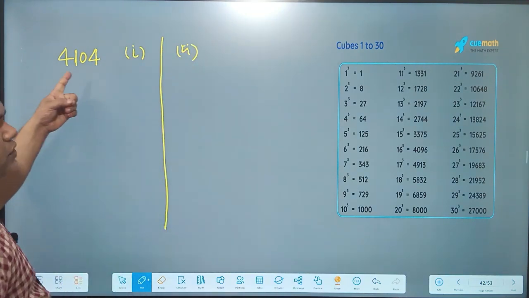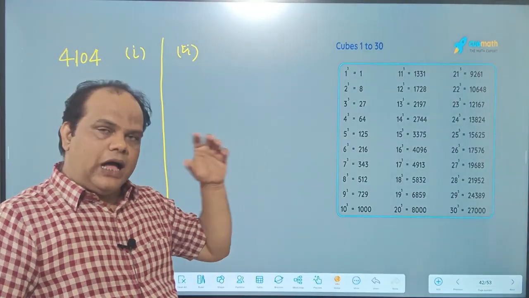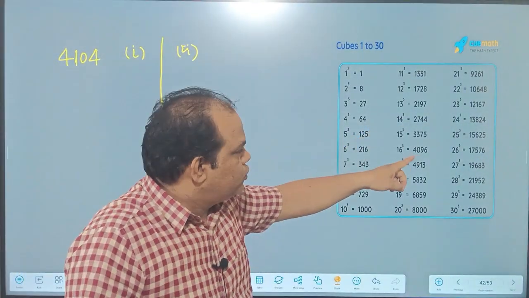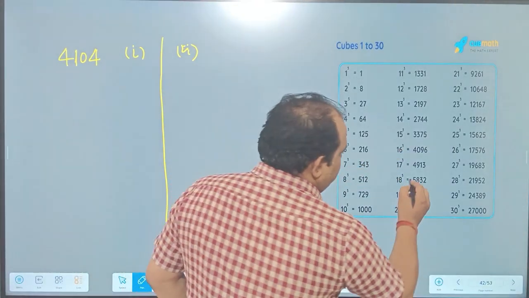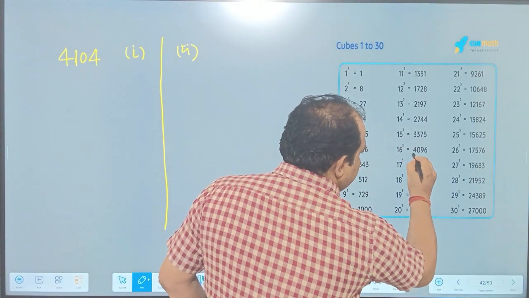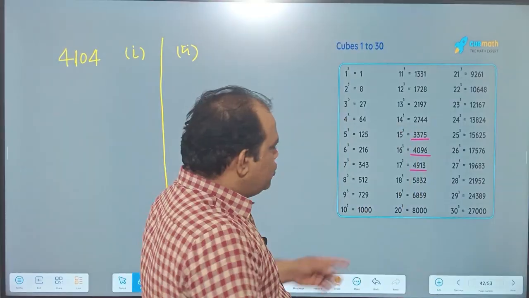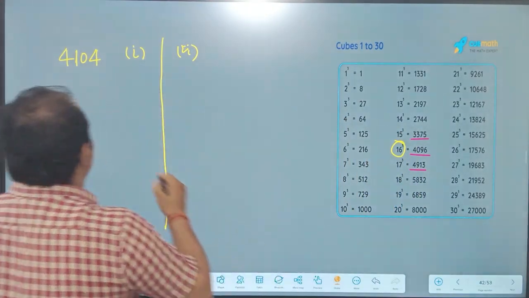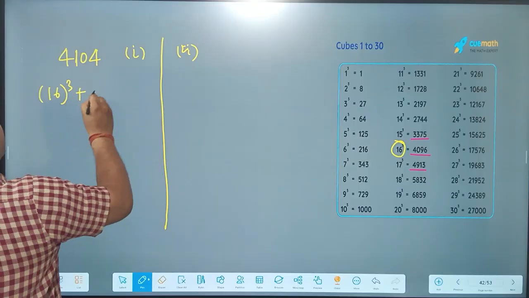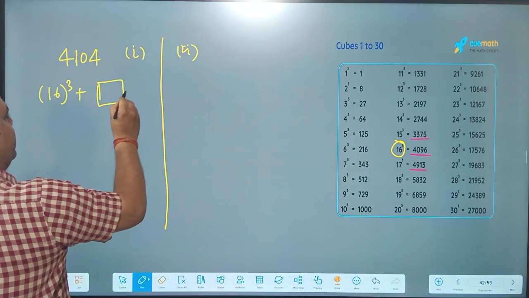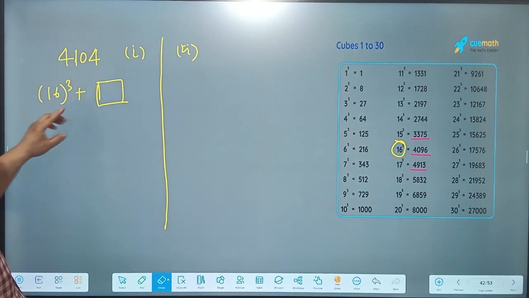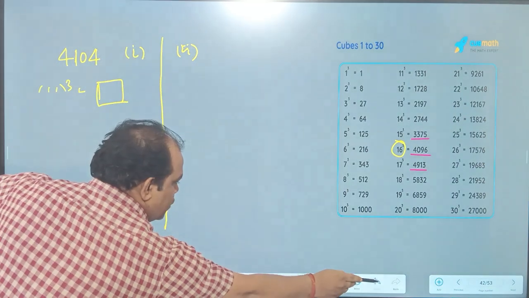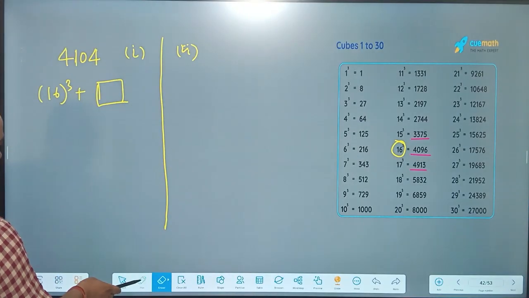Now you see 4104. To do so, how would you think? Let's say 4104, which number is it closer to? If you go here, this is 4913, this is 4096, this is 3375. So I think it is closer to what? 16 ka cube. So let's write 16 plus the other number we have to find out. To arrive at this number, we have found that this is 16 ka cube, which is 4096, right?